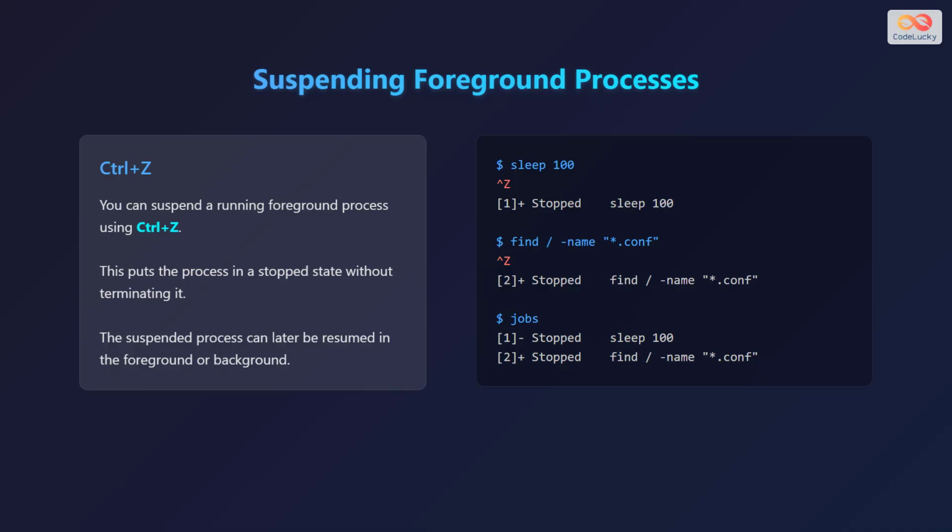For example, if you start a process with sleep 100 and then press Ctrl+Z, the output will show [1]+ Stopped sleep 100. Similarly, if you run find / -name "*conf" and press Ctrl+Z, the output will be [2]+ Stopped find / -name "*conf". Typing jobs will then show a list of stopped jobs, such as [1] Stopped sleep 100 and [2]+ Stopped find / -name "*conf".